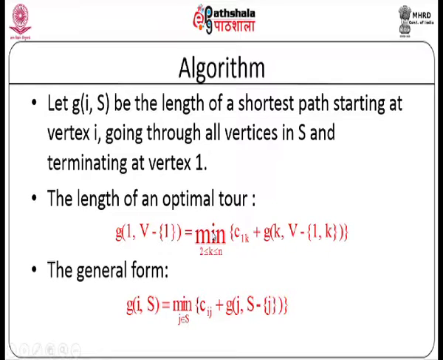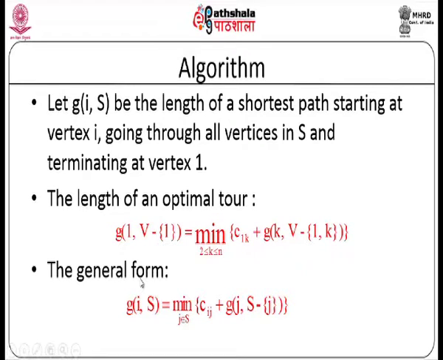It is going to be the minimum over k. K is going to be our intermediate city, and it is the distance from 1 to k plus the function from k, where I have visited already 1 and k. Therefore, I can go to my home via any node except 1 and k. So, the minimum distance is going to be the length of the optimal tour.